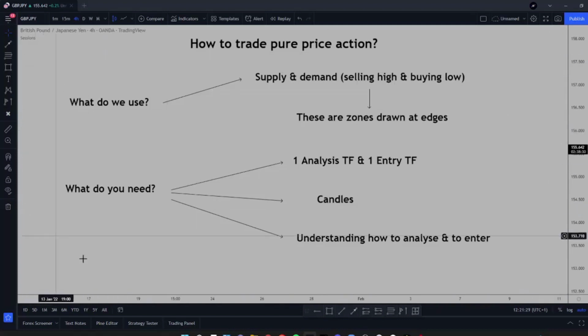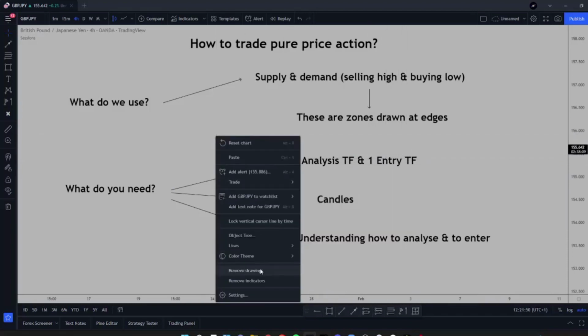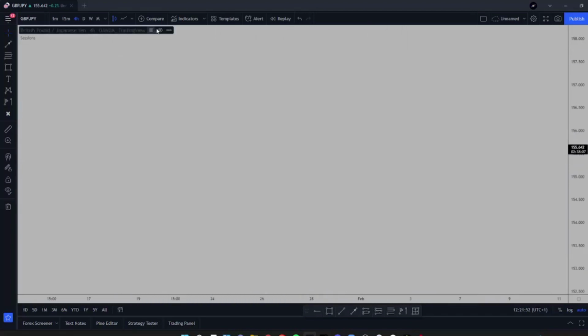So you can screenshot this as I'll be removing this. It's very basic, this is the only thing you need. You don't need any moving averages, no Fibonacci, no channels, no patterns, no nothing. You just need candles and an understanding of how to analyze and how to enter. So let us get to the charts.